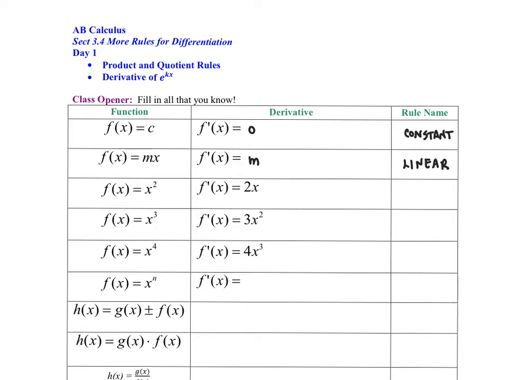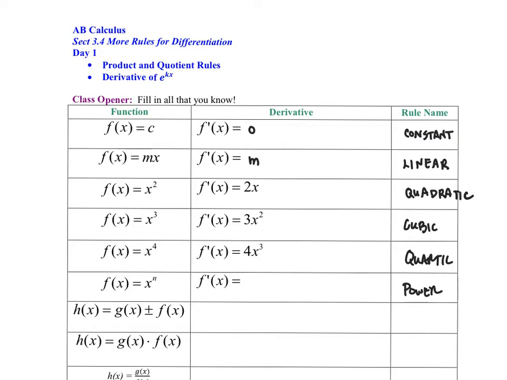Derivative of f of x equals x squared is 2x. We would call that the quadratic rule. Cubic rule. Quartic rule. And then, of course, the general rule, which is called the power rule.